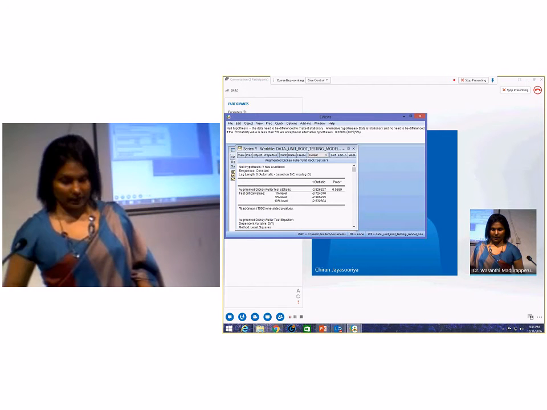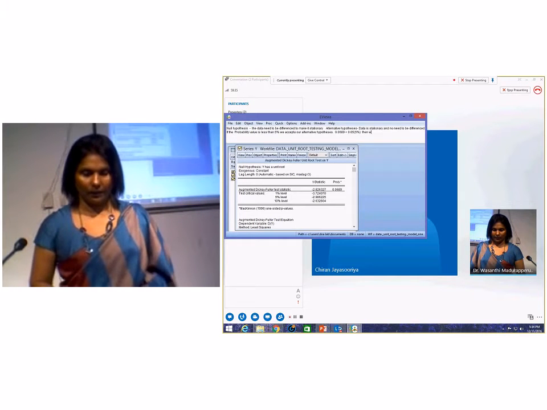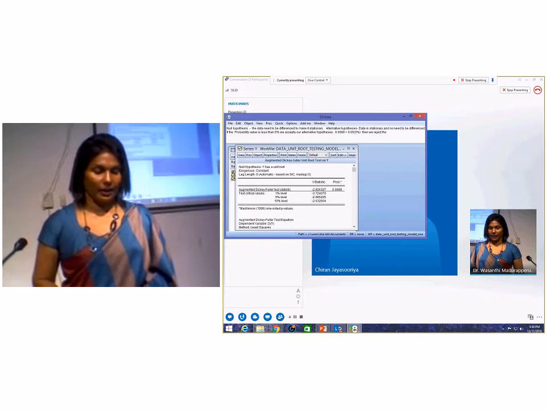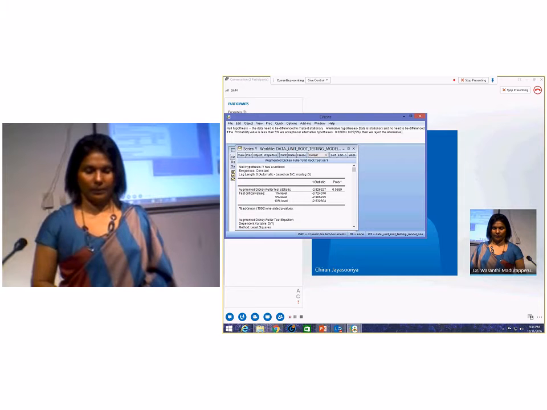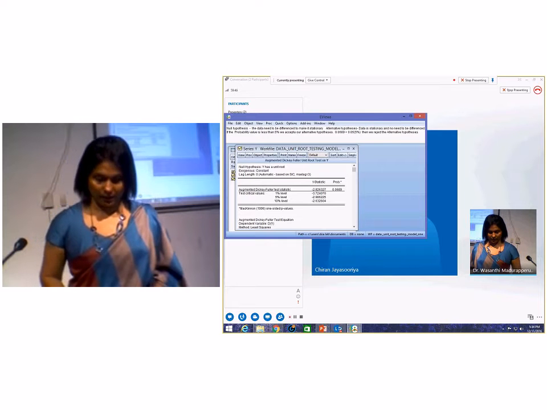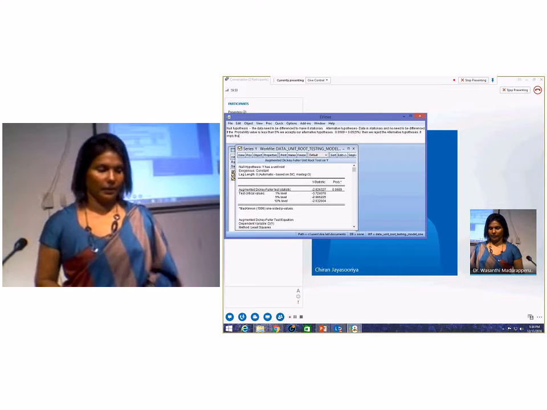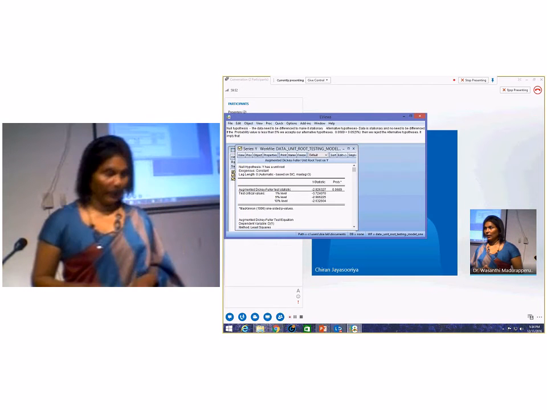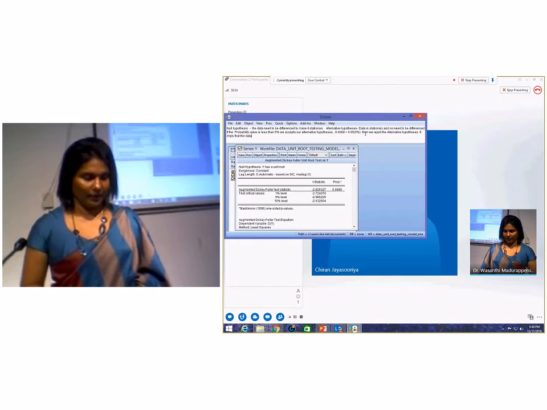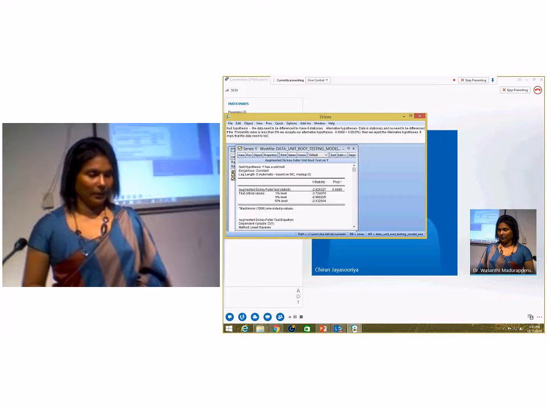Then we reject the alternative hypothesis. It implies that the data need to be differenced to make it stationary.